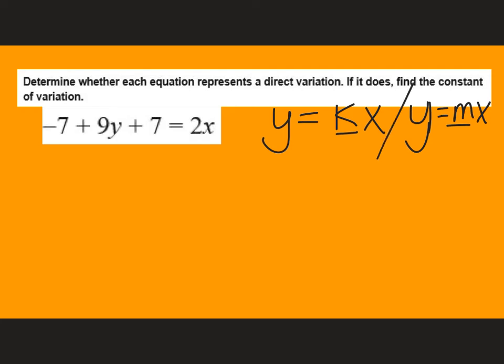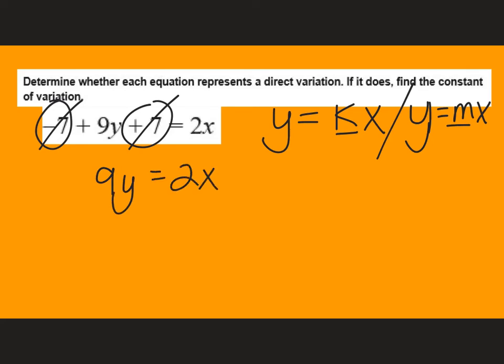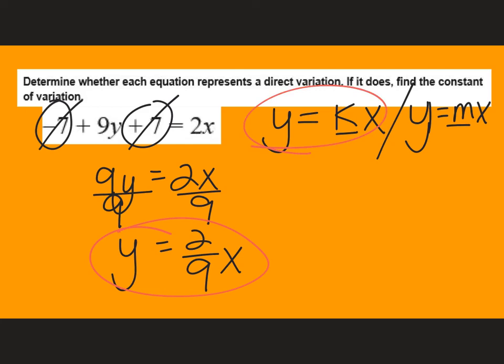So what I'm going to do is manipulate this equation to see if it's going to look like either one of these. First thing I see is I have a -7 and a +7. That's going to give me a value of 0. So now I'm going to have 9y equals 2x. That's combining like terms. -7 plus 7 gives us 0. Now I'm going to divide by 9 on both sides. So y equals 2/9 x. Does this one look like this one? I would say yes. And our constant, the k, is 2/9. So this is kind of a two-part answer here.